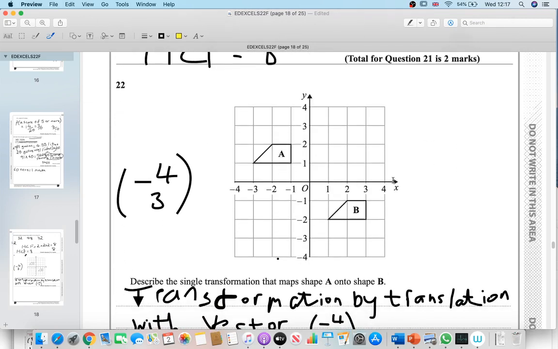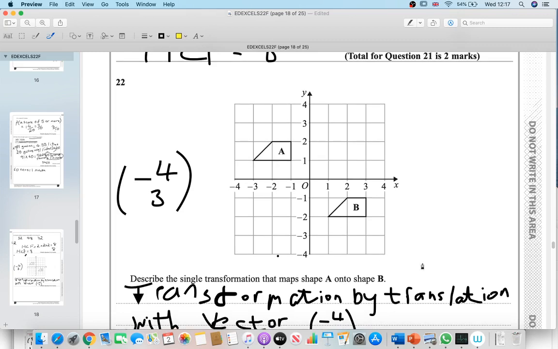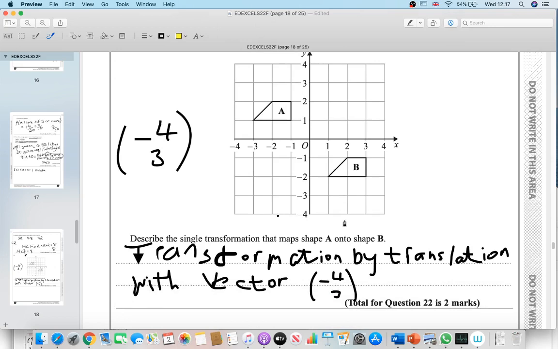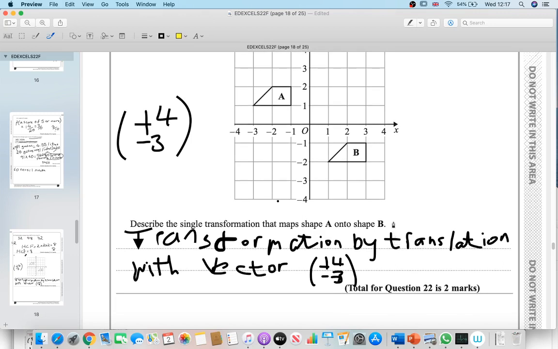Right, question 22, guys. Describe the single transformation that maps shape A into shape B. I've made a mistake here. I've put my answer as B to A, sorry. So if it's A to B, it's a translation, but it should be 4, so 1, 2, 3, 4, 1, 2, 3. So the vector should be 4 minus 3. I'll just change that to 4 minus 3. That is my answer.